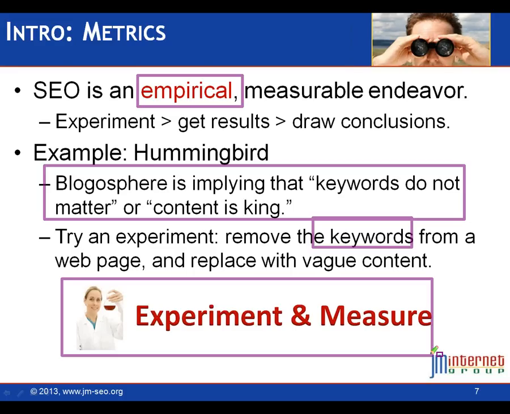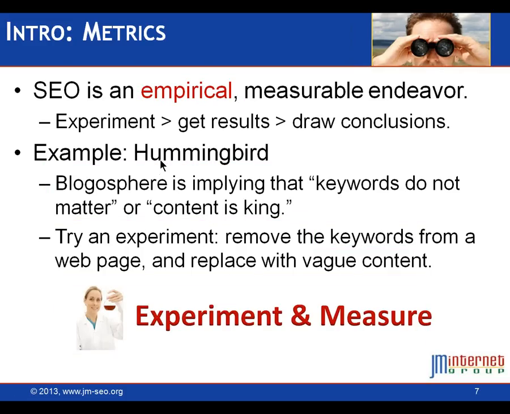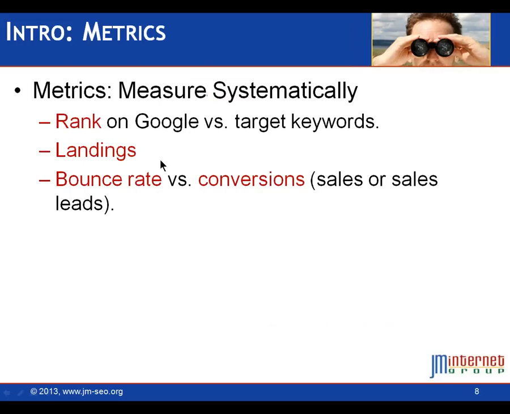I have a lot of people saying, oh my gosh, I got slammed by Penguin. I got slammed by Panda. And I'll say, well, do you measure your rank? Well, no, we don't really measure our rank. Well, how do you know? How do you know if you're not being systematic? So the first takeaway: it's empirical. It's based on science. It's based on facts, the facts about you and your website, the facts about the algorithm.